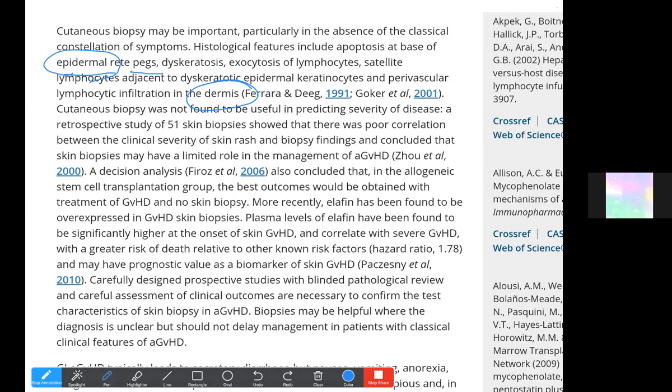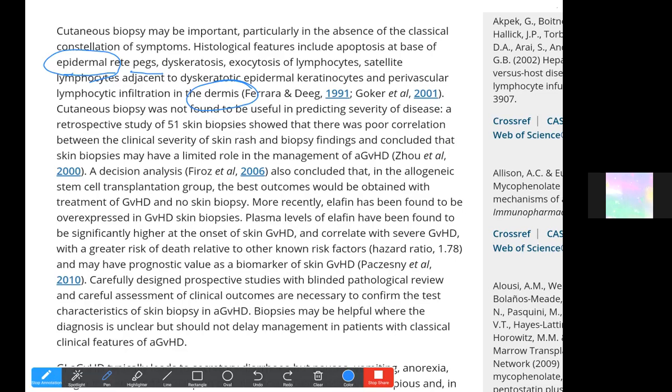Now, cutaneous biopsy was not found to be useful in predicting the severity of the disease. A retrospective study showed that there was poor correlation between the clinical severity of the skin rash and the biopsy findings. They concluded that skin biopsy may have a limited role in the management. The final decision analysis concluded that in the allogeneic stem cell transplantation group, the best outcomes would be obtained with treatment of GVHD and no skin biopsy. So instead of going for skin biopsies, they concluded that the treatment should be initiated.